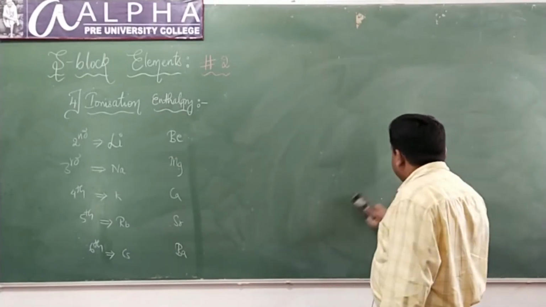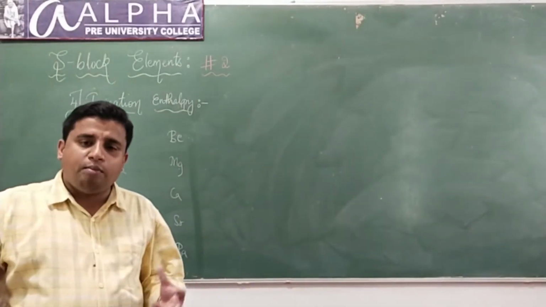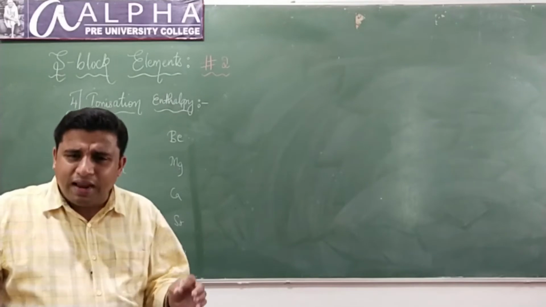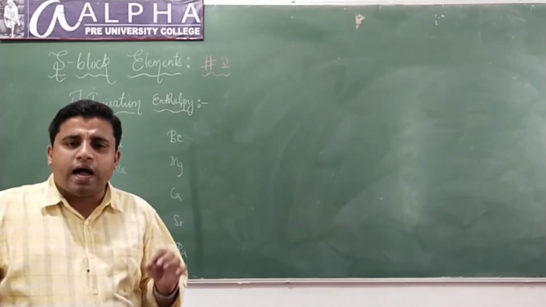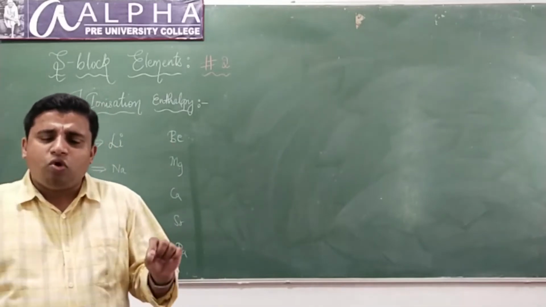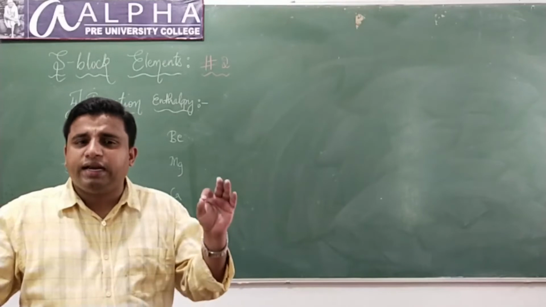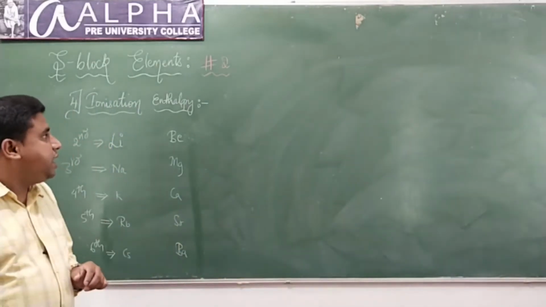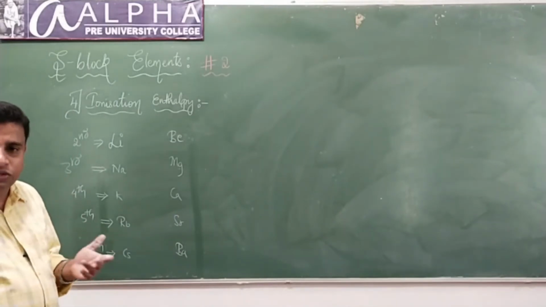Ionization enthalpy is the amount of energy required to remove an outermost electron from an isolated gaseous ground state atom. Ionization enthalpy is defined as the amount of energy required to remove the outermost electron from an isolated gaseous ground state atom. Is that correct? Well and fine.